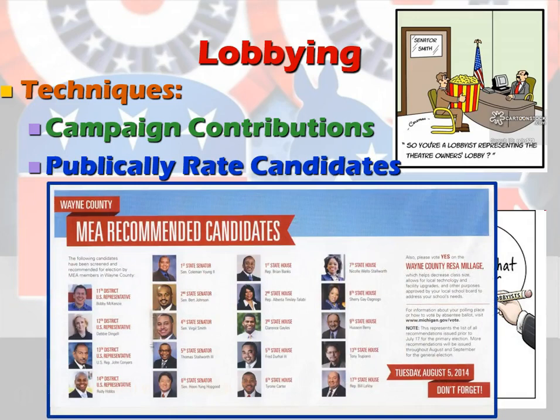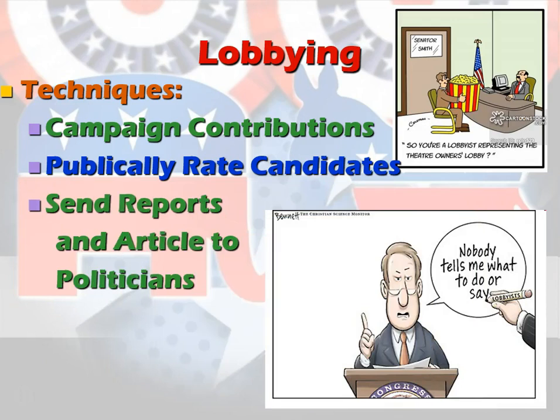Another thing that a lobbyist will do is they will publicly rate candidates. So for example, this was from the MEA, the Michigan Education Association. They are an interest group that represents teachers, and so they went through and they rated a bunch of different candidates who were running for various positions, and they tell you all the ones who are very pro-education, the people that they would recommend that you vote for. And this is a way to try to get people elected, and also to try to get those members of Congress or other various political positions to kind of see their point of view.